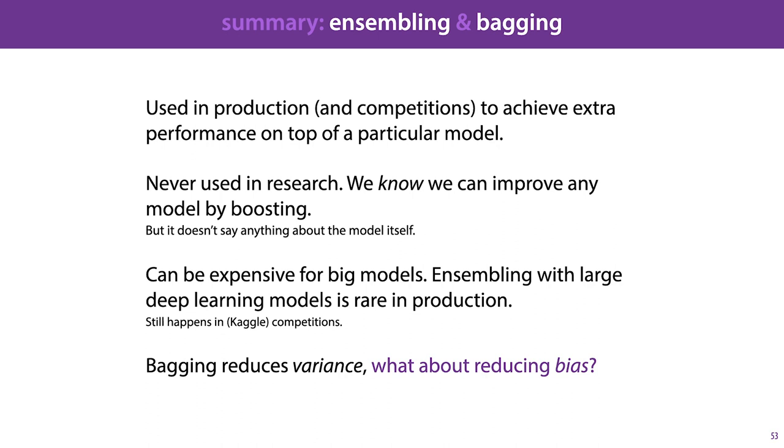For bigger models, like large deep neural networks, this can be expensive, and it's quite rare in production, but in competitions it does still happen with relatively small ensembles. Now, as we've said before, a method like bagging reduces variance. But what if we know that we have a high bias model and we want to reduce that? Can ensembling help us there? The answer to that is boosting, which we'll look at in the next video.